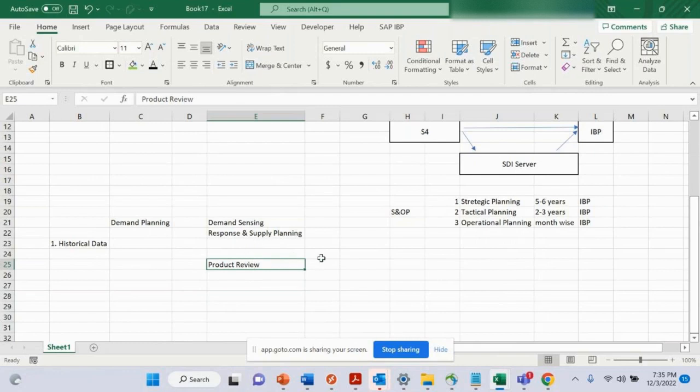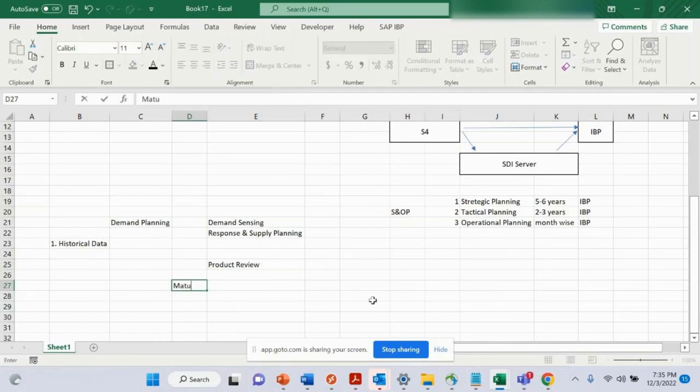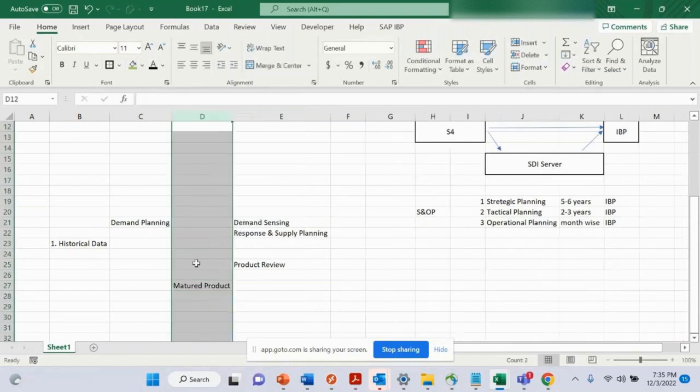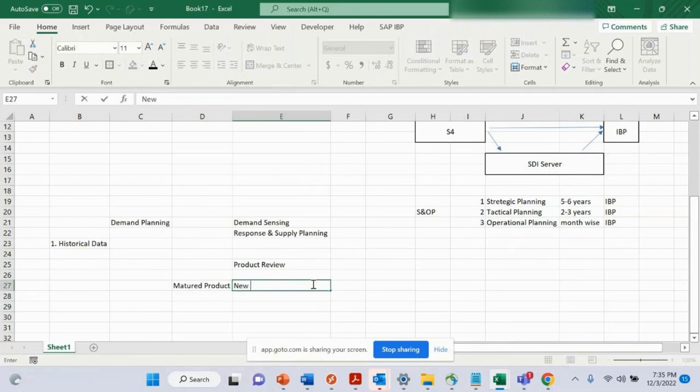In the product review phase, there are basically two types of products. One is the matured product. What do I mean by this term? A matured product is one which already has a matured sale in the present market for the last 3 years, 4 years, or more. The second is new products, which our business recently introduced or is going to introduce in the coming months or years.